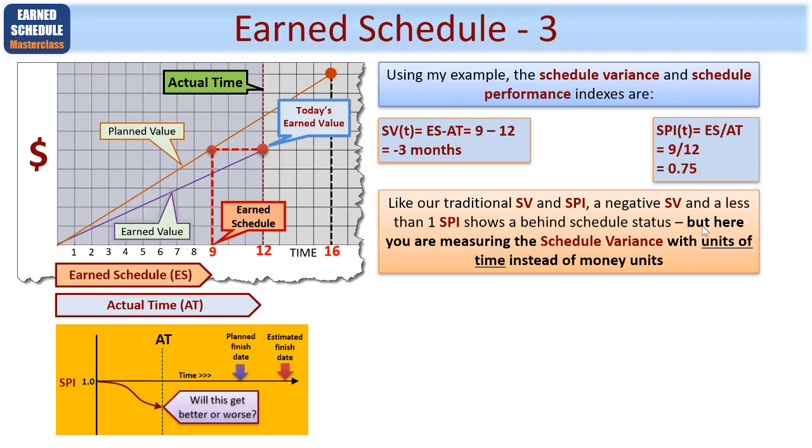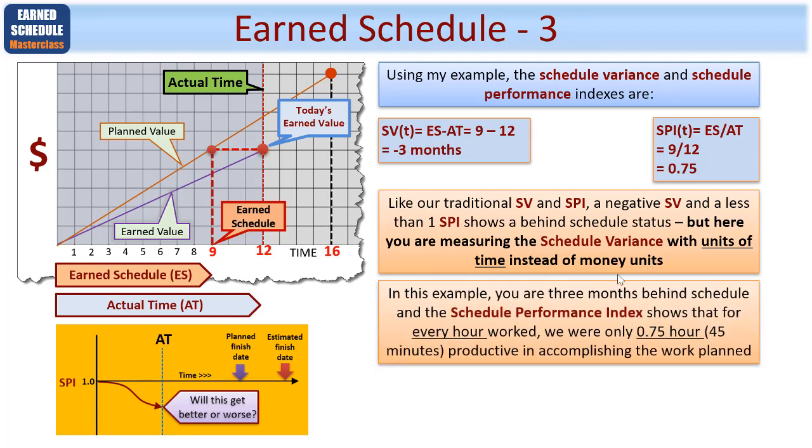The difference in this case, however, is that you are measuring the schedule variance in units of time instead of translating them from money units as before. Do you remember that schedule variance in earned value was always shown as a dollar amount, which is not only confusing, but once the project gets beyond two-thirds through, will actually start giving you false values? So in this example, you are 3 months behind schedule, as shown up here, and the schedule performance index shows that for every hour worked, we were only 0.75 of an hour productive in accomplishing the work planned. In other words, we only got 45 minutes of work out of every hour of the work planned.